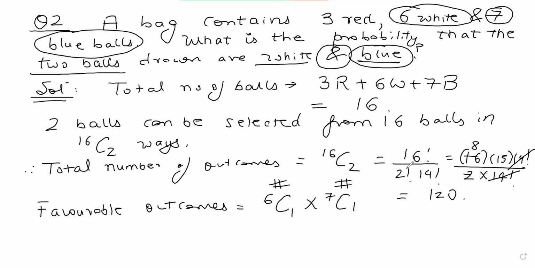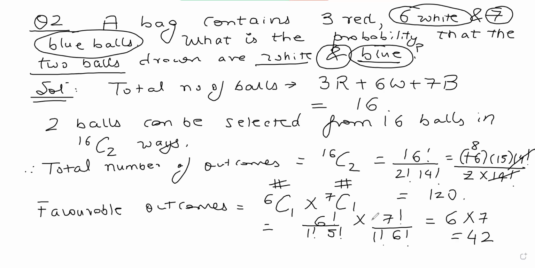I can quickly write that my favorable outcomes are, how much is 6C1, guys? 6C1 is 6 factorial over 1 factorial times 6 minus 1, which is 5 factorial. 7C1 is 7 factorial over 1 factorial times 7 minus 1, 6 factorial. 6 factorial by 5 factorial is 6. 7 factorial by 6 factorial is 7. 6 times 7 is 42. These are my favorable number of outcomes.